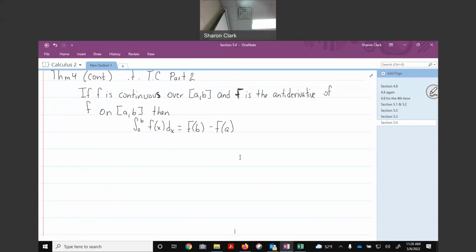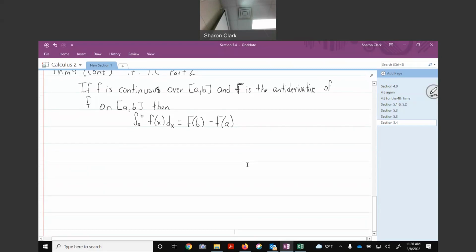The area under the curve, it shouldn't have been in that section though. The area under the curve is the basis for the integration. Well, we're in theorem 4, section 5.4 instead of 5.3.